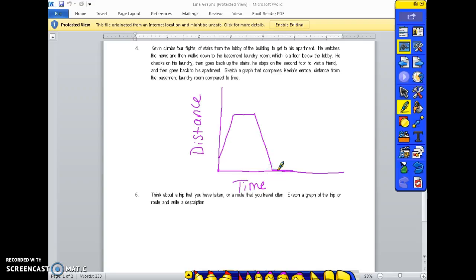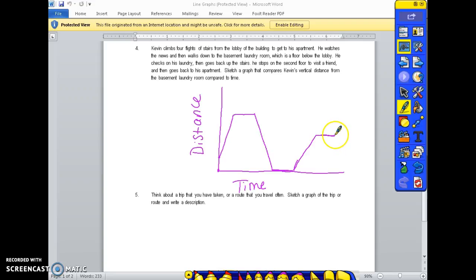So the distance from the basement is not changing, but time is changing. So we go from here to here. It's going to be a horizontal line. When he leaves the basement, he goes back up the stairs to the 2nd floor. So when we do this, we have to pass the lobby, but we can't go all the way up to the 4th floor because he's not at his apartment yet. He stops to check on his friend. So again, we have a horizontal line because his distance is not changing, but time is.